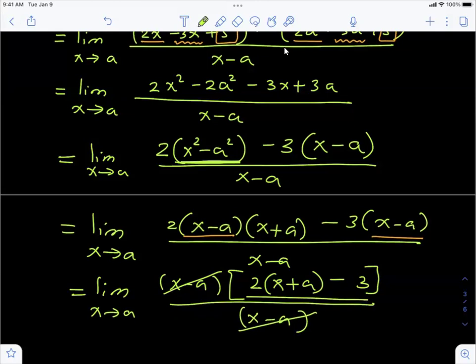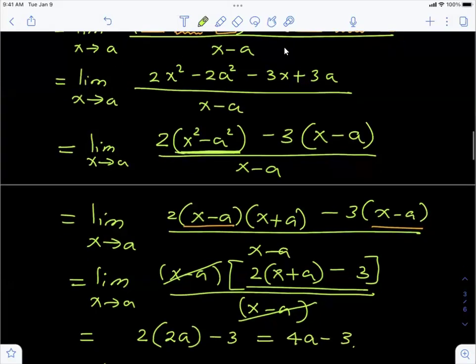plug in the value of a, and what you're going to get is 4 times, or like let's do this, 2 times a plus a, that's going to be 2a minus 3. So that will be 4a minus 3. Now, when you compute this derivative with the variable value of a, this is what you're going to get.